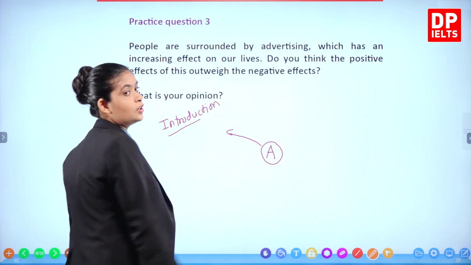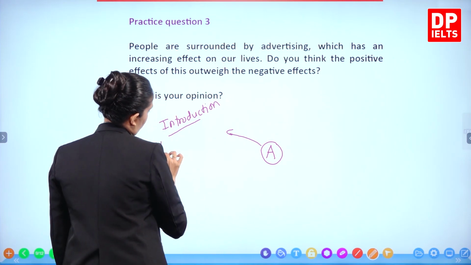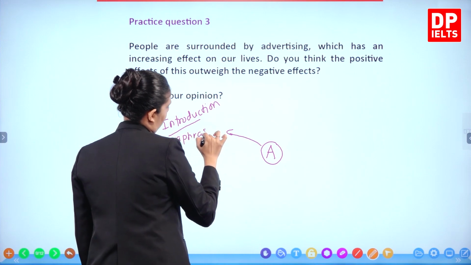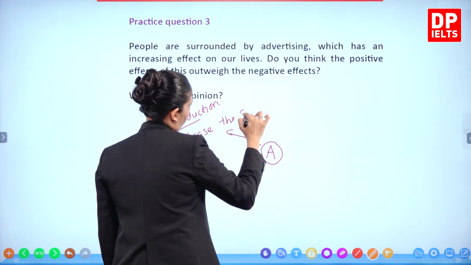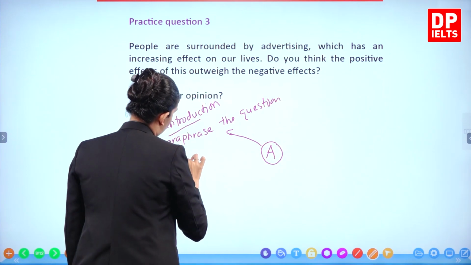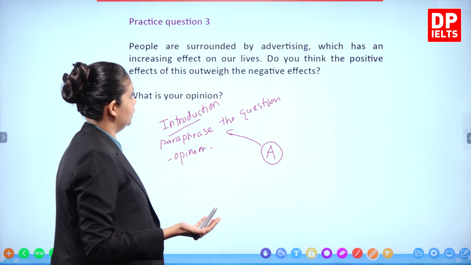So in the introduction, what should we have? We should paraphrase the question, so that you would definitely have. And then you would have your opinion. So they're asking me, what is your opinion?